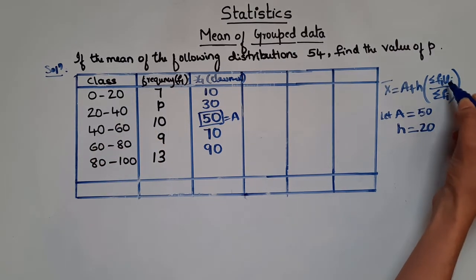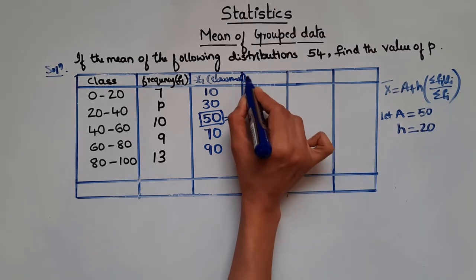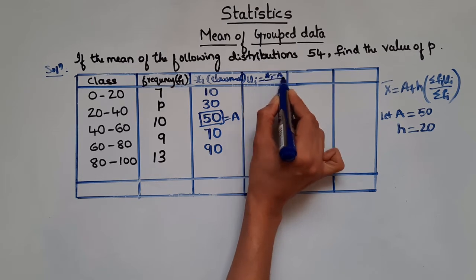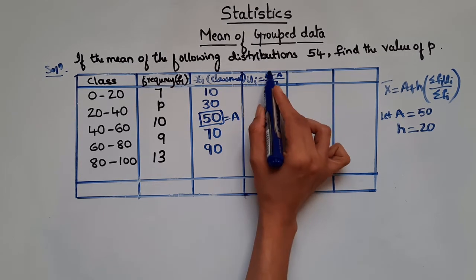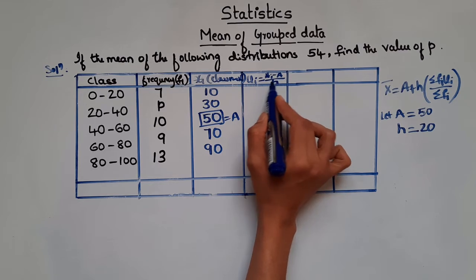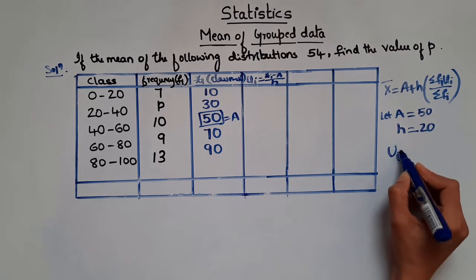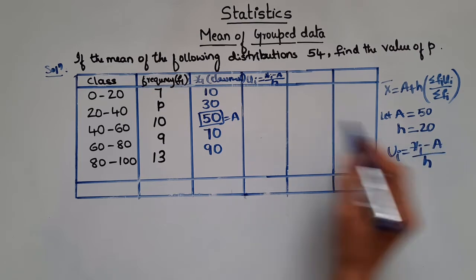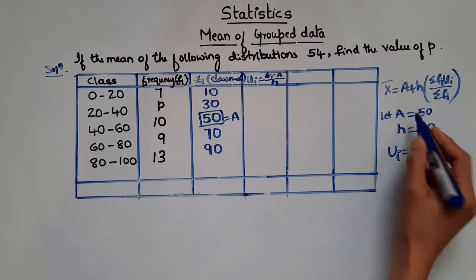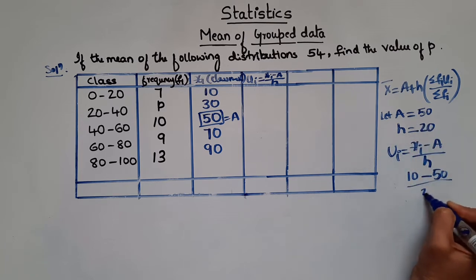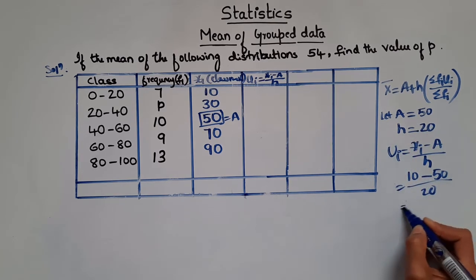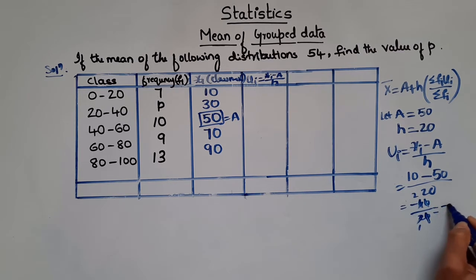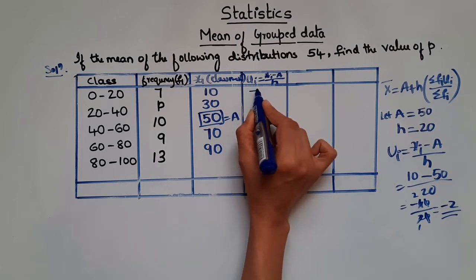In order to find Fi ui, we want ui. We know ui is equal to (xi minus A) by H. Here we know xi, A and H. So ui is equal to (xi minus A) by H. So xi is 10, 10 minus A which is 50, by H which is 20. So 10 minus 50 is minus 40, by 20. So 2 twos are 4, so minus 2. So your ui is minus 2.